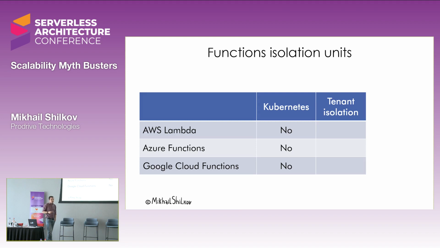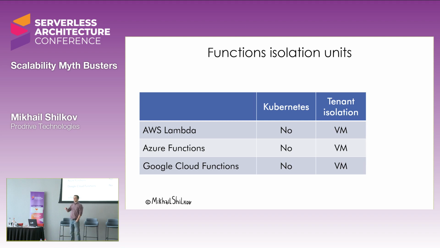But then there are two questions. The first one is tenant isolation. So I'm deploying my application, you're deploying your applications. Can they run on the same hardware? Can they run on the same VM? Can they run on the same container maybe? The answer is not obvious, but all three cloud providers came to the same answer, that the isolation unit for tenants is the virtual machine.